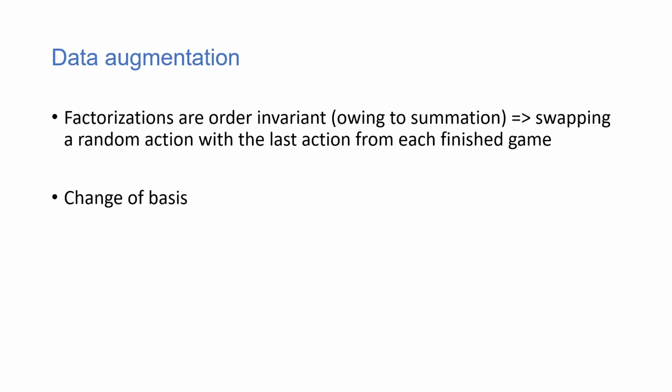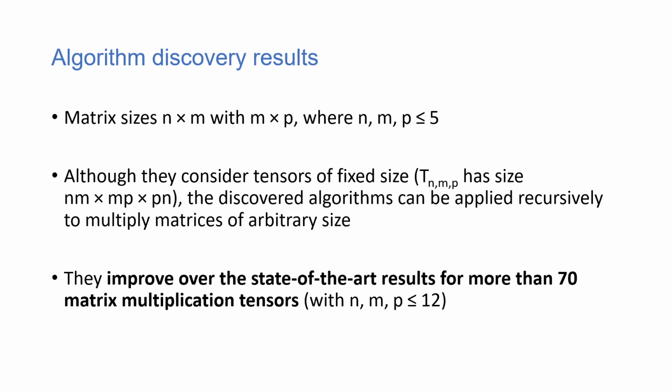Yeah. So as data augmentation, since factorizations are order invariant, they swap the order randomly to get more data and also do the change of basis. And the experiments were done for sizes below 5, although they also go to below 12. These are the ones that I understand are not comparing against human optimization.